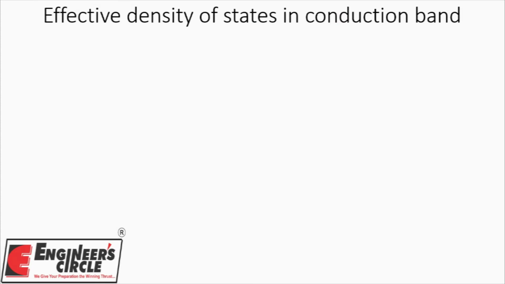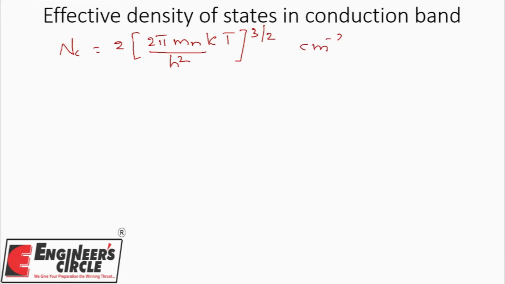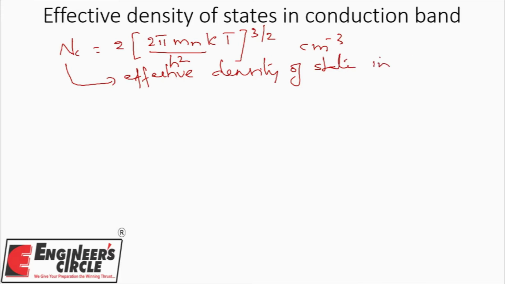So what is that Nc? The quantity Nc in the above equation is given by 2 times (2 pi mn kT divided by h squared) raised to 3 by 2, in centimeter raised to minus 3. So this quantity Nc is called the effective density of states in the conduction band.